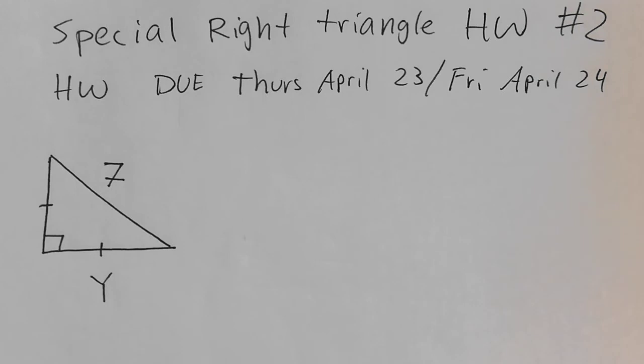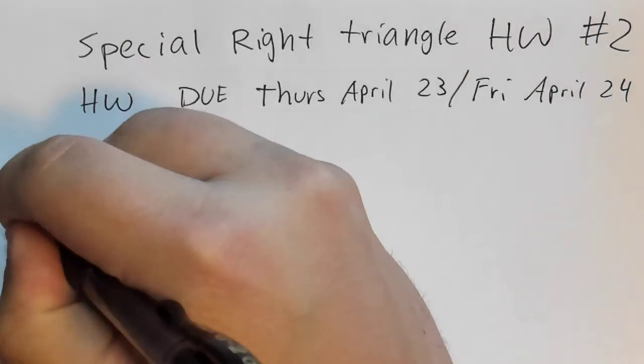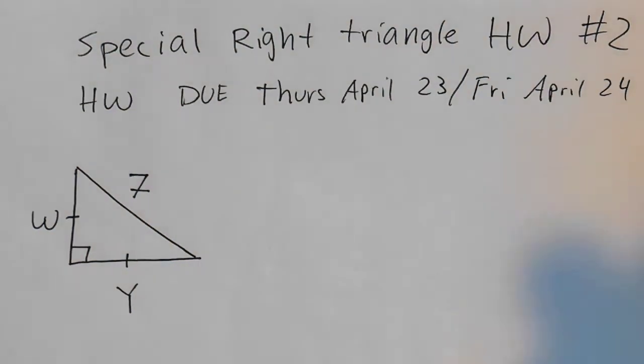So here's an example of a problem. We want you to find the value of y, and we also want you to find the value of, we'll call it w. So we're trying to find the value of y and the value of w given this triangle.